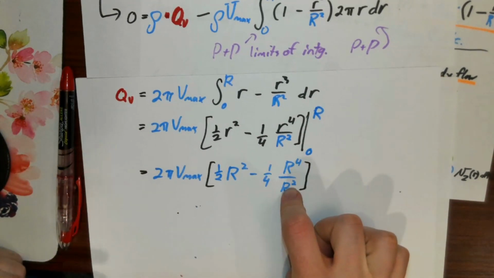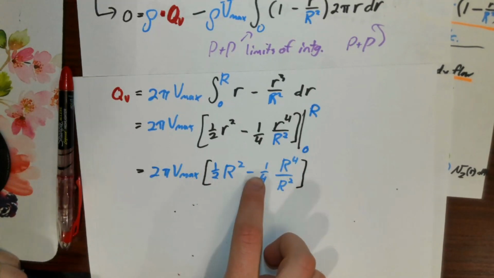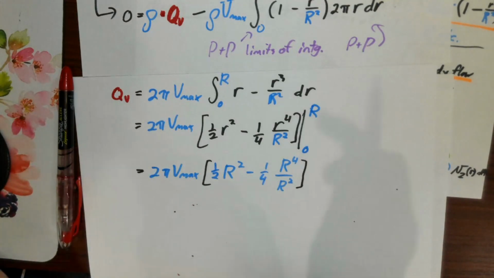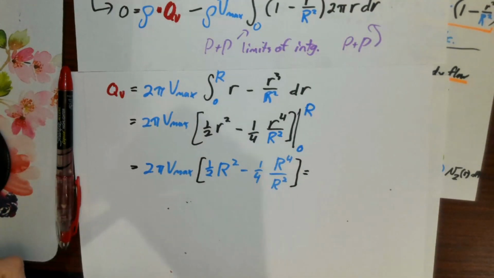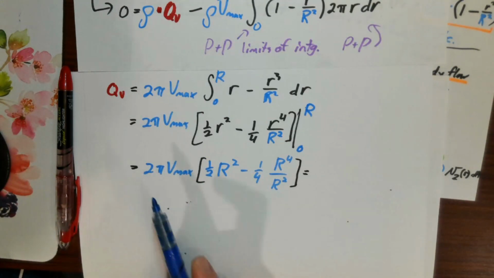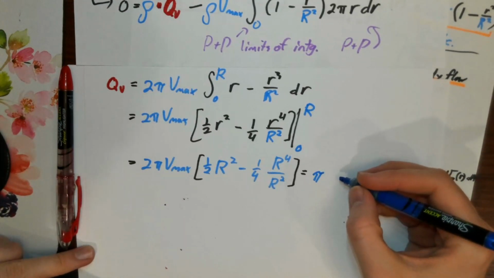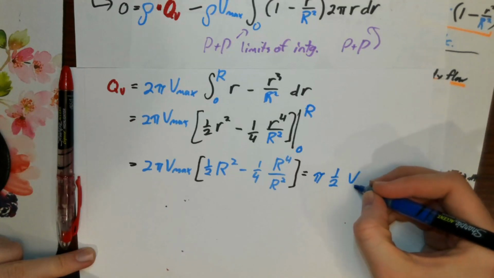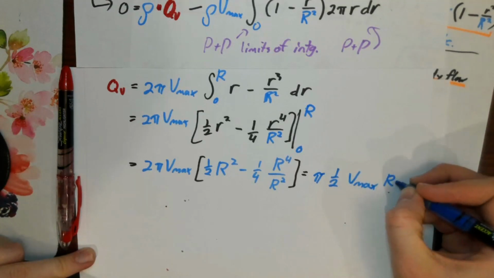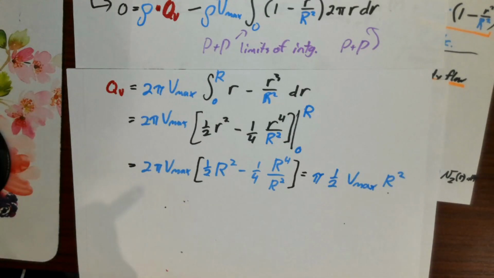R to the 4th over R squared gives us R squared, so 1/2 R squared minus 1/4 R squared basically gives us 1/4 R squared in here. And then we have a 1/4 big R squared here, the 2 pi out here. What does this give us? This basically says pi times 1/2 V max R squared gives us our result. And keep in mind that QV is on the left-hand side.